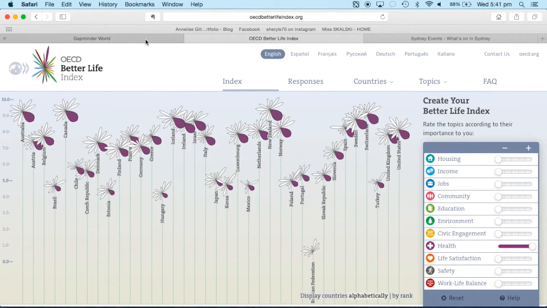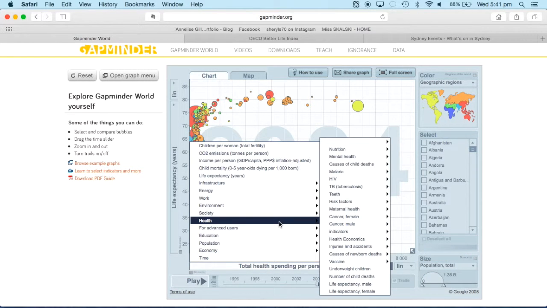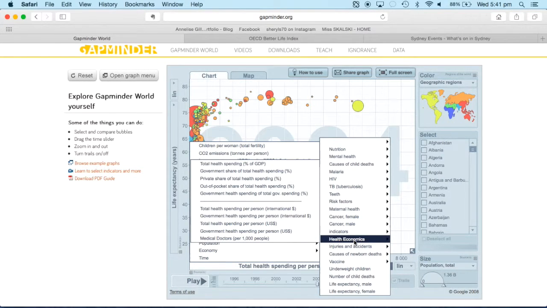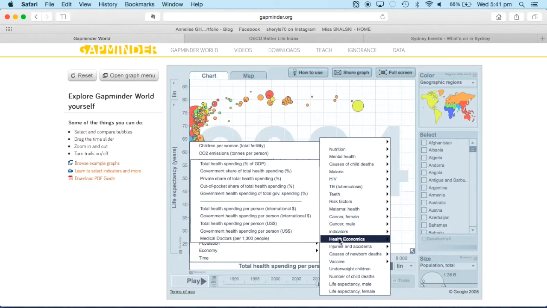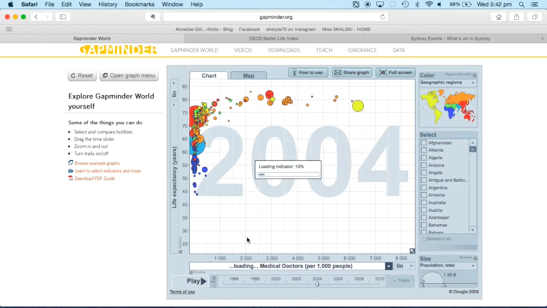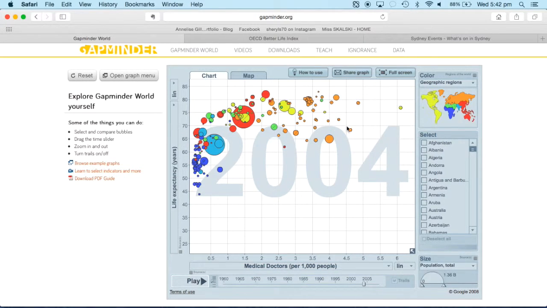But if you want to get into more detail about the specific health spending, the health economics is good. It doesn't have anything about hospitals, I don't think. Medical doctors can give you an indication. Countries that have more medical doctors tend to have better health. Oh, Cuba. So there's a whole range of different sources of information for the health one.